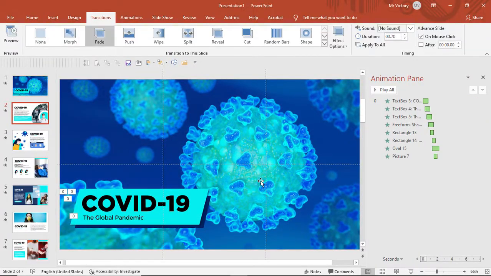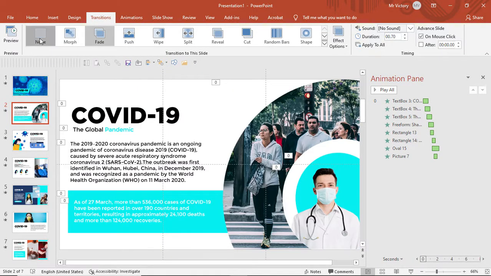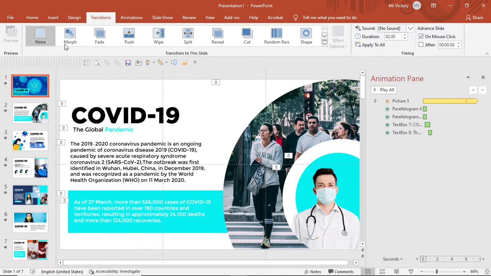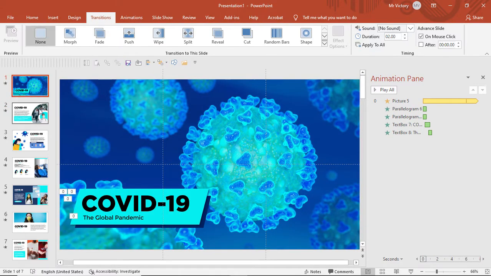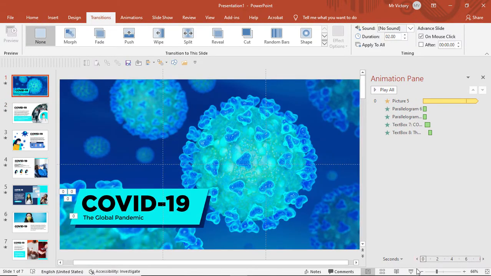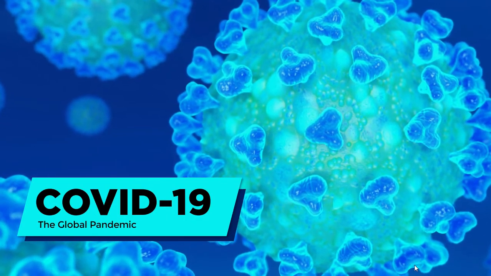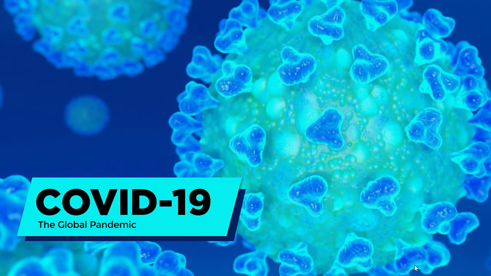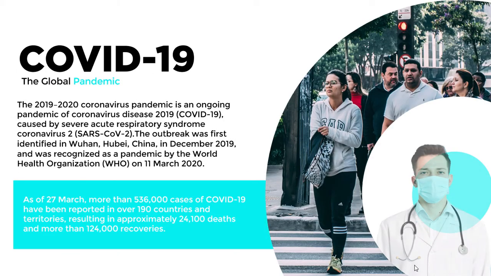Usually without fade transition, if I hit none here, and here I hit none, and here I hit none, then I hit slideshow, yes, this is playing, and next slide, see what happens. It just goes to the next slide. It's not smooth, it hinders. In my opinion, it's like there's a disconnect between the slides.